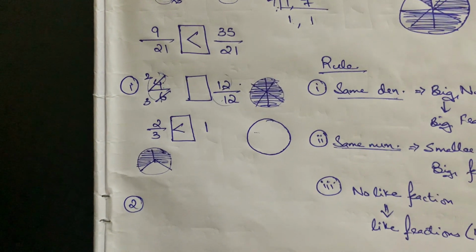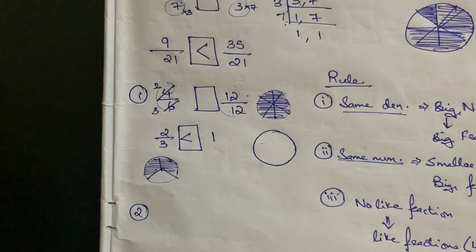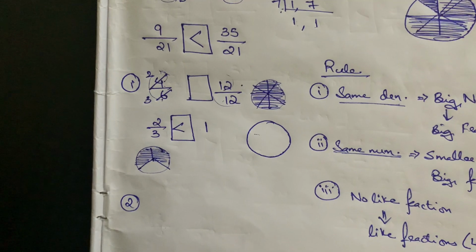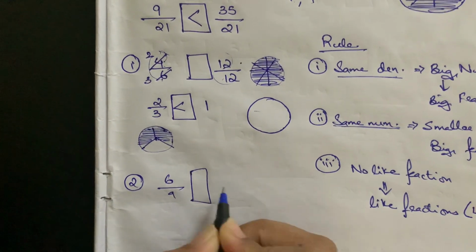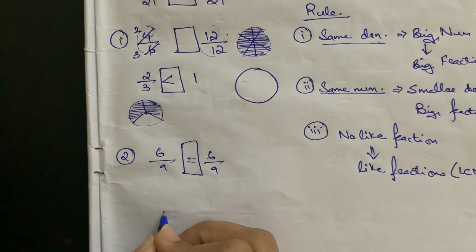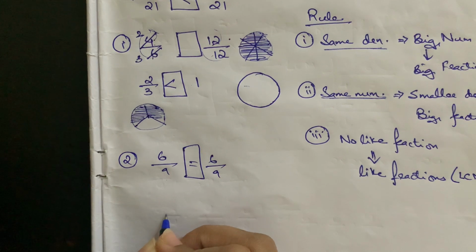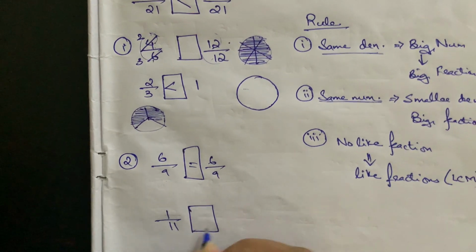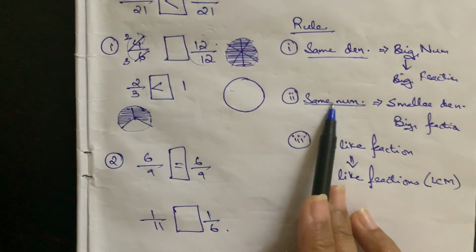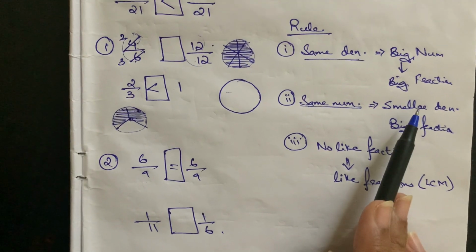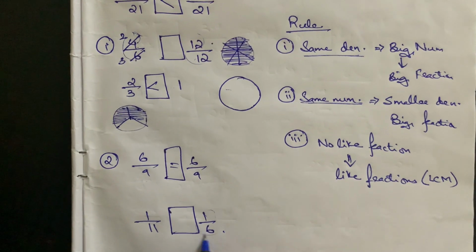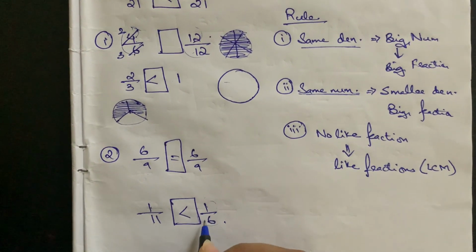This is how we compare fractions. This is a must for the basics. Now I have 6 by 9 and another 6 by 9. They are the same fractions, so they are equal. Then I have 1 upon 11 and 1 upon 6. What did I tell you? When they have the same numerator, the smaller the denominator, the bigger the fraction. So 1 by 11 is less than 1 by 6.